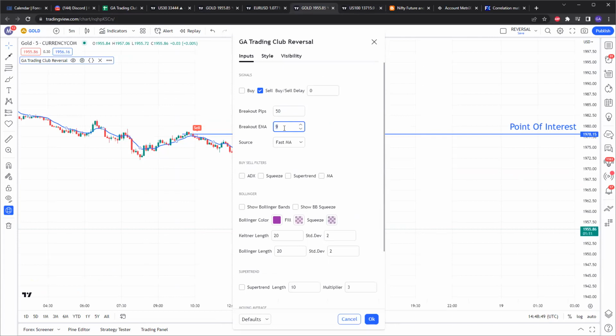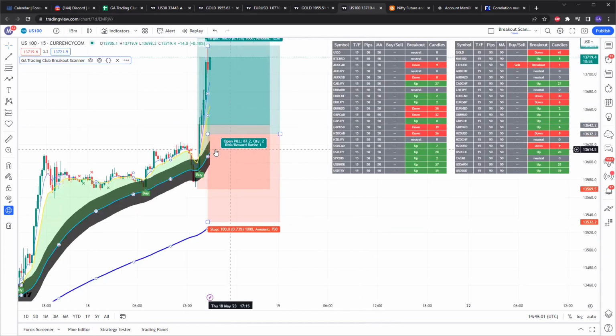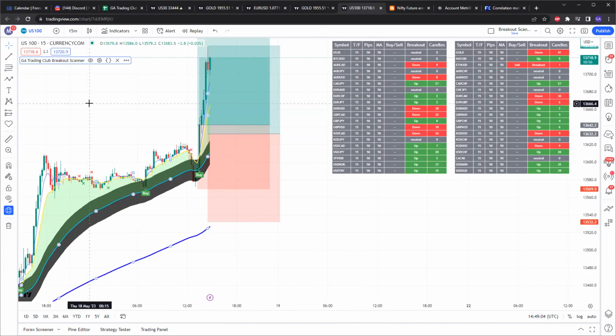Oh, 9 EMA. I have one other question too. When I look at the lines for the breakout scanner, it'll show little red and green X's. So is that where it printed a signal but then it canceled it, or what is that?